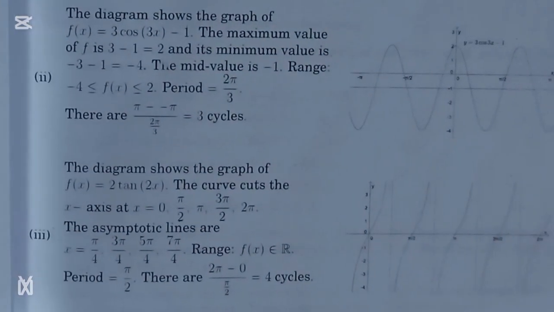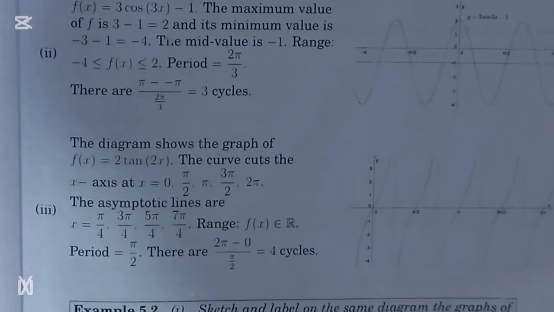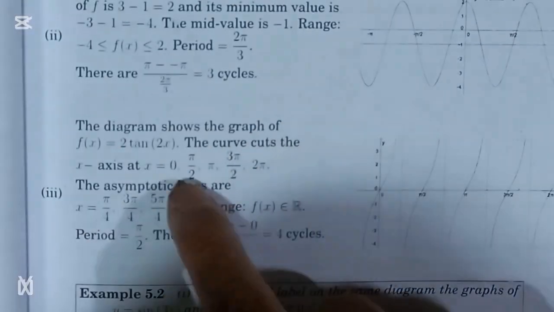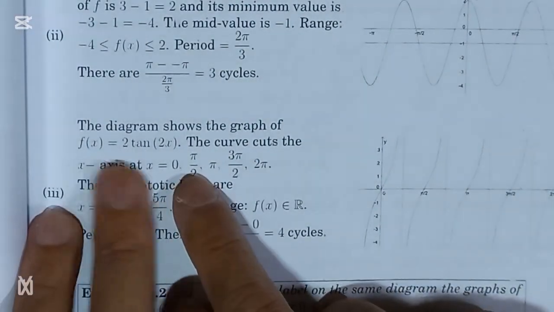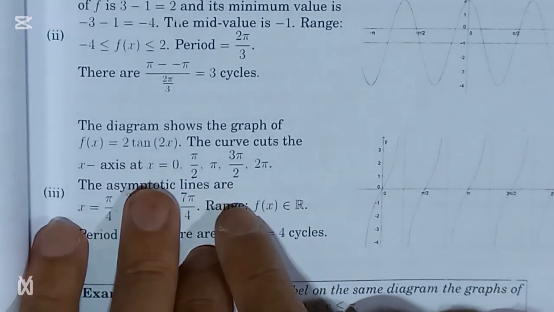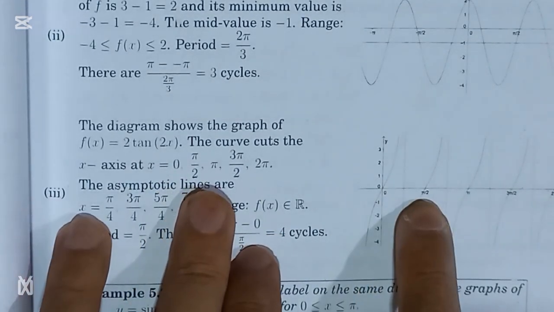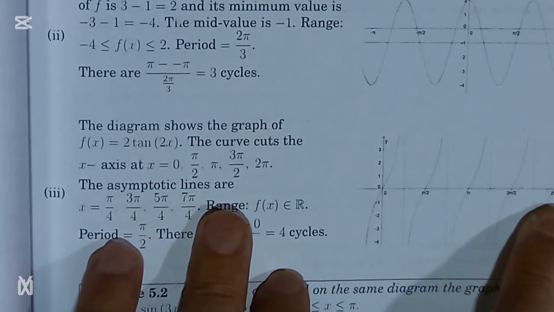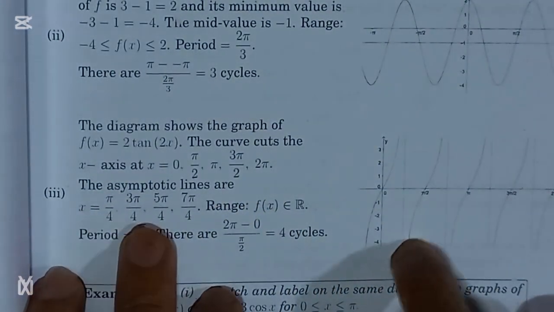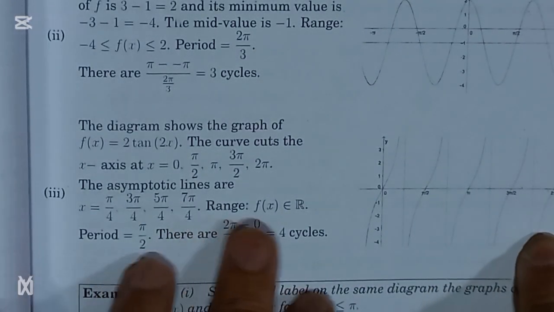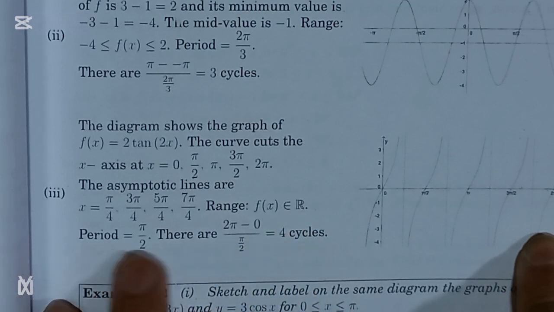Look now, the diagram shows the graph of f of x equals 2 tan 2x. So this is the graph that will be obtained. The curve cuts the x-axis at 0, pi by 2, pi, 3 pi by 2 and 2 pi. The asymptotes are at pi by 4, 3 pi by 4, 5 pi by 4 and 7 pi by 4. The period is pi by 2.